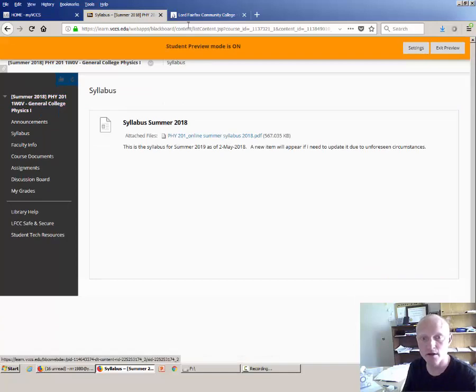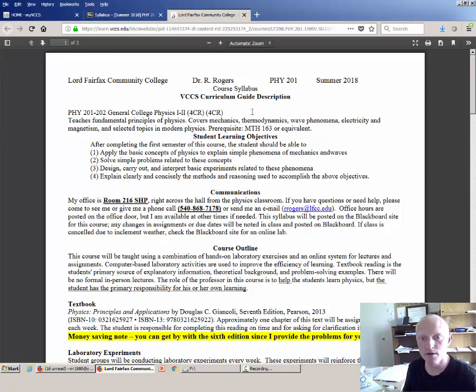You can see the syllabus right here. Again, I don't anticipate having to revise that. I've already popped it open on the tab. So here we are in summer 2017. This is the standard BCCS description. And what we're going to be doing in Physics 201 is covering mechanics and thermodynamics. And if you take 202, then you'll cover waves, electricity, magnetism, and fun stuff like that.